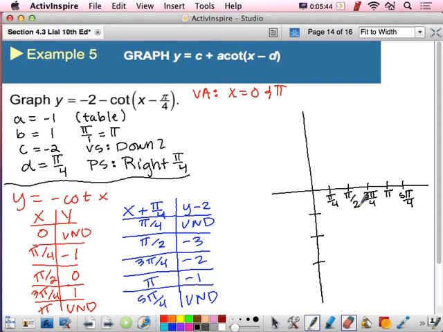Okay, then we insert our asymptotes. So we will put those at pi over 4 and 5 pi over 4.